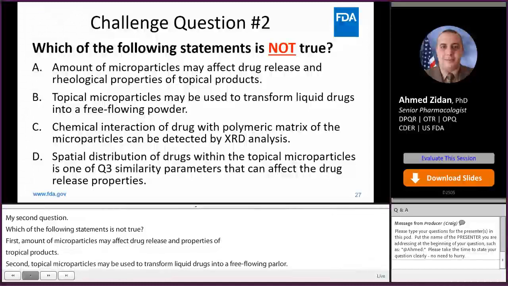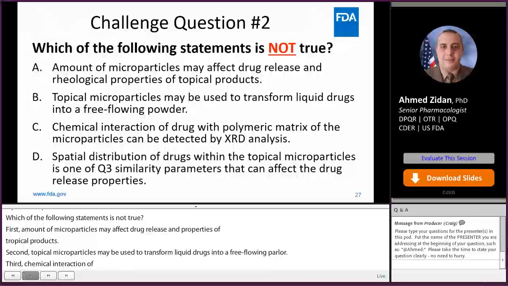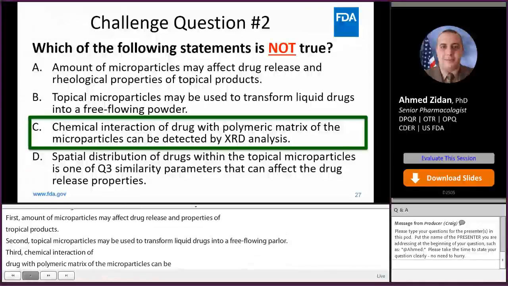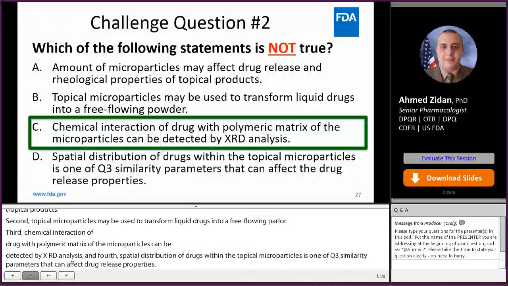And fourth, spatial distribution of the drug within the topical microparticle is one of the Q3 similarity parameters that can affect the drug release properties. So the right answer is chemical interaction of the drug with the polymeric matrix of the microparticle can be detected by XRD. XRD is more used to detect the crystallinity rather than chemical interaction.